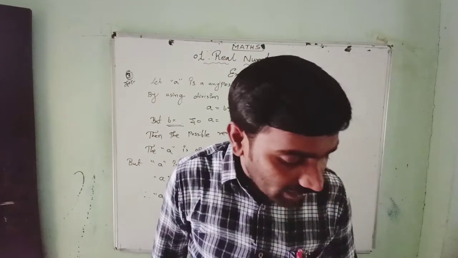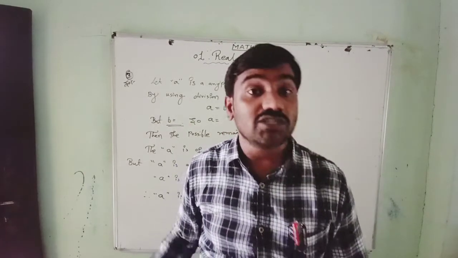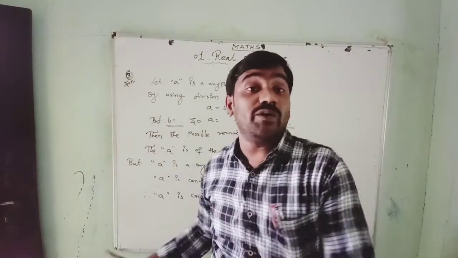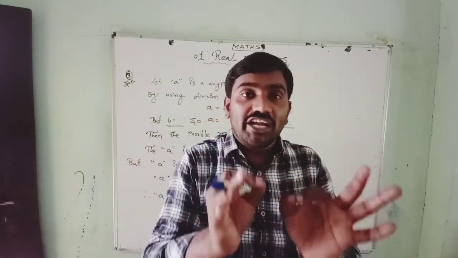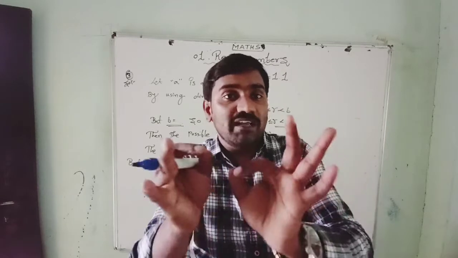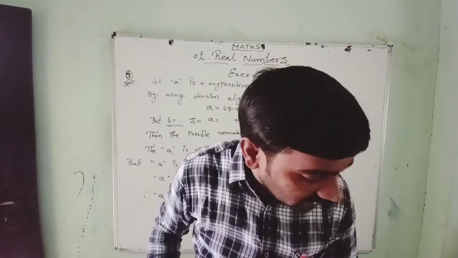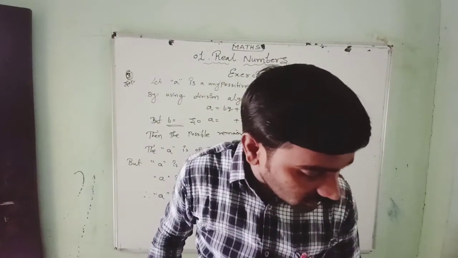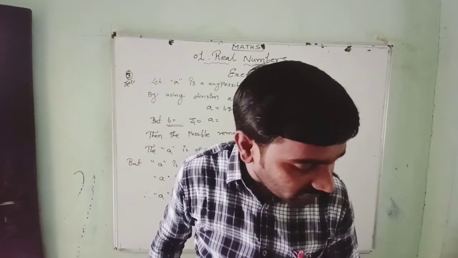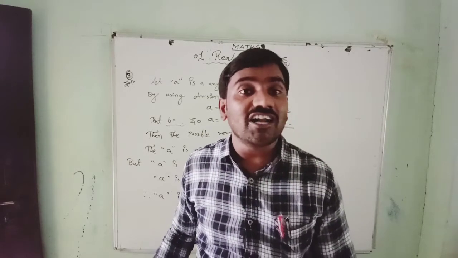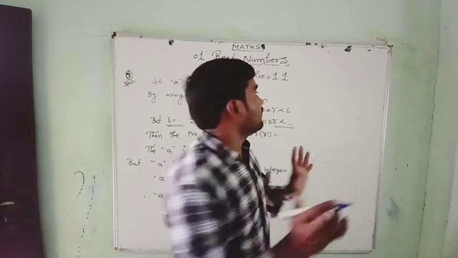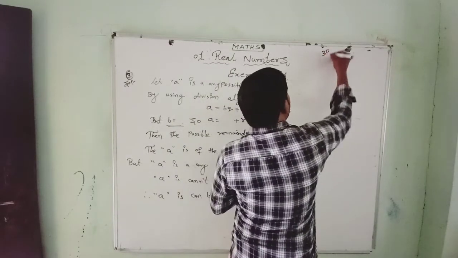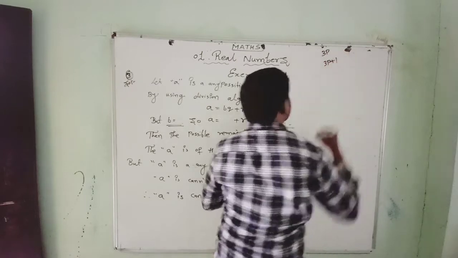Show that the square of any positive integer will be in the form of 3n plus 0 or 3n plus 1. Here, the division algorithm shows that the square of any positive integer is in the form of 3p or 3p plus 1. We used n, he used p, but this is the same thing. Either 3p or 3p plus 1.